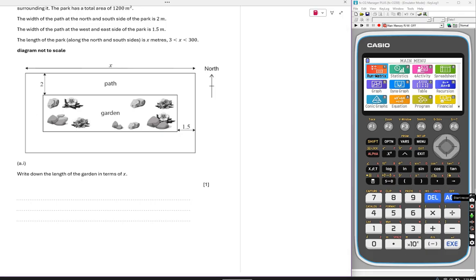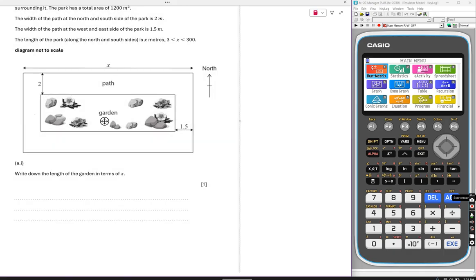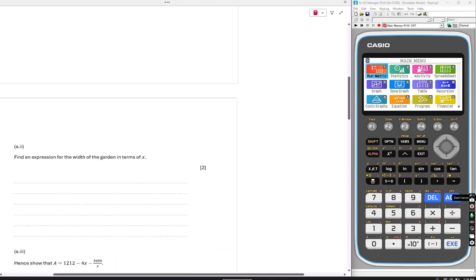Well, we can see that the length of the entire park is x meters. And you can see down here that this width is 1.5 and this width over here is another 1.5. So the length of the garden is going to be x minus 3, because 1.5 times 2 is 3. Next, find an expression for the width of the garden in terms of x.